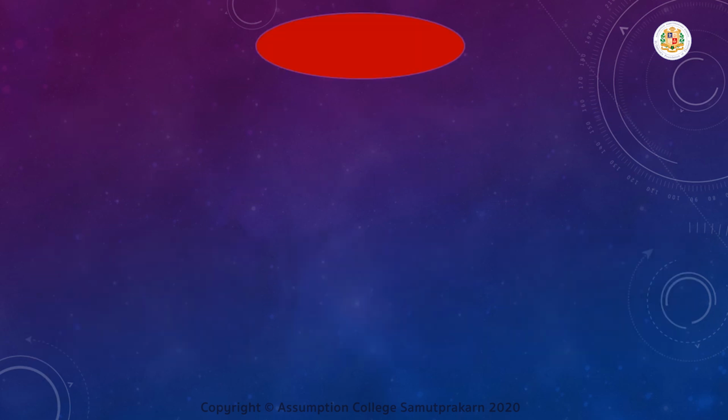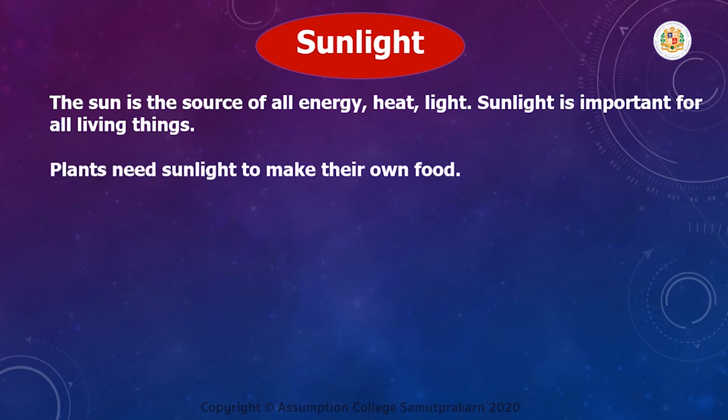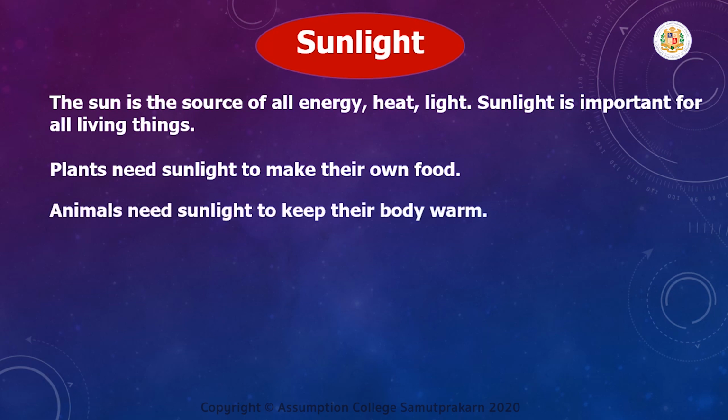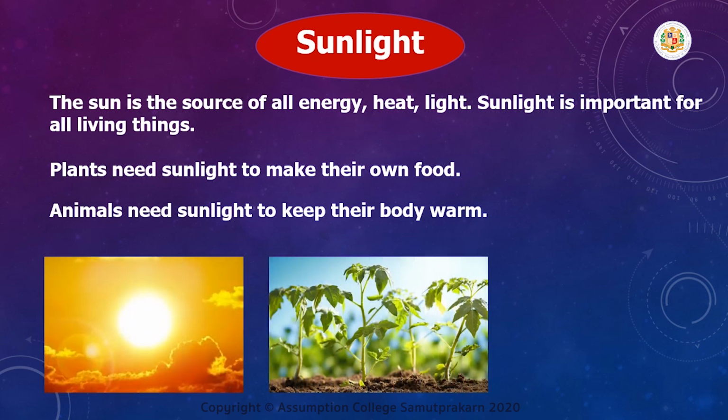Next, sunlight. The sun is the source of all energy. It provides us heat and light. Sunlight is important for all living things. Plants need sunlight to make their own food. Animals need sunlight to keep their bodies warm. This is the sun. Plants need the sun to make their food.